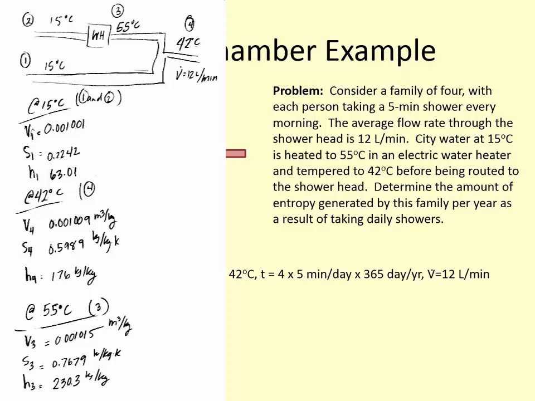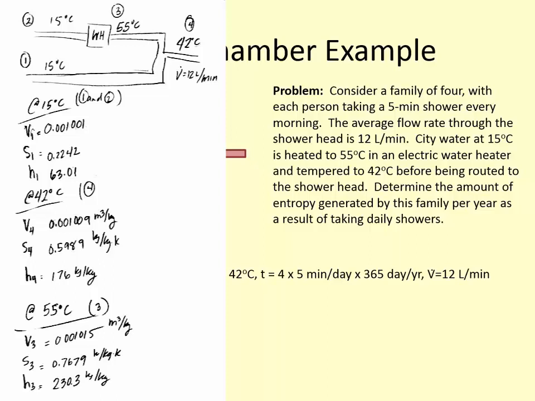If we look up the property values for that, V1 is equal to V sub F at 15 degrees Celsius. What is our property value there? And then we'll also need S1 and H1. 0.001001 meters cubed per kilogram. And what about S1? Okay, S1 is 0.2242 kilojoules per kilogram Kelvin. H1 is 63.01 kilojoules per kilogram. And if any of these values are slightly different, it's because I was using an older edition of the tables when I first did this problem.